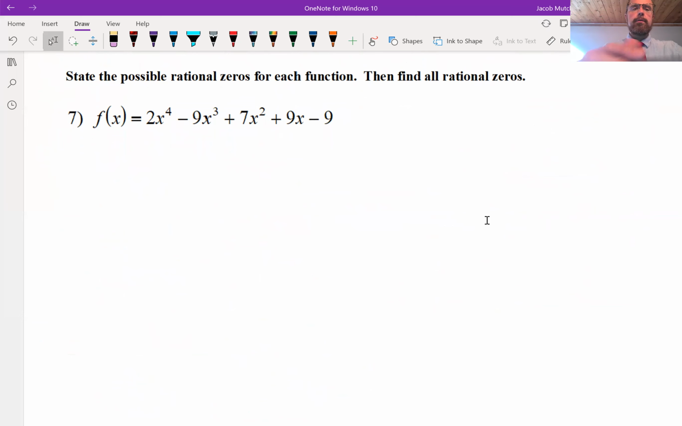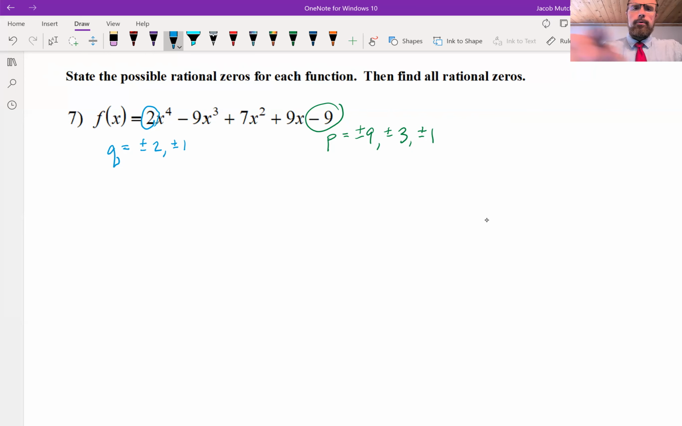So my P values, again, are going to come from the -9. So that could be factors of 9, plus or minus 9, plus or minus 3, and plus or minus 1. So notice I'm just listing out the possible factors of that constant term. I'm going to do the same for the leading coefficient, which is my Q value. Those come from the leading coefficient 2, so it could be plus or minus 2, and then plus or minus 1.